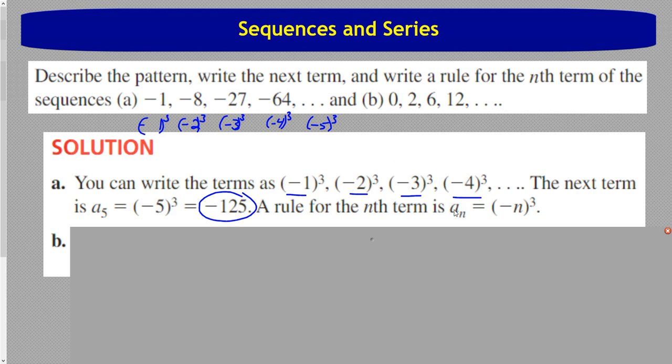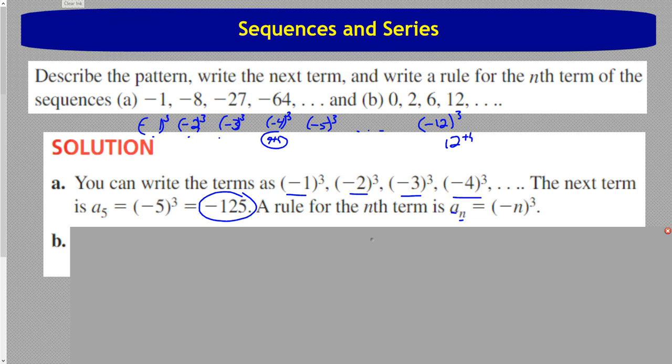And then a rule for that could be described as a sub n. This is how we write rules. A means the sequence, n means the nth term of that sequence. You take the negative of the term number and then cube it. So for the 1, 2, 3, 4th term, this is the 4th term. It's -4 because it's the 4th term, and then we cube it. So for, let's say, the 12th term, it would be -12 cubed. And that's how we could find the next one.